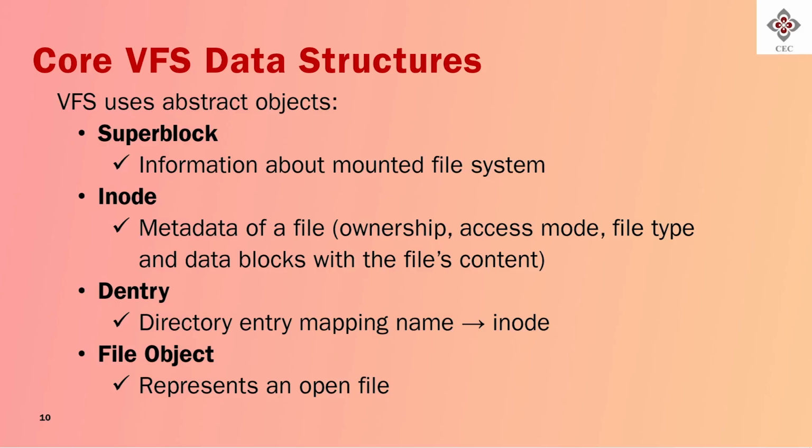So, here also we have the file system to be mounted, that is the super block, which contains the overall metadata structure of the entire file system. The second is the inode for every file. It is the metadata of a file, which contains the information about the ownership, access mode, file type, and data blocks with the file's content.